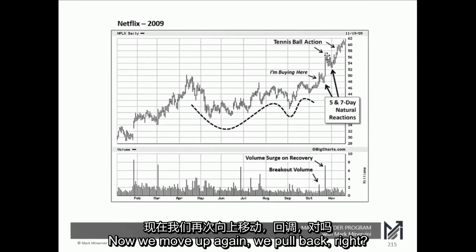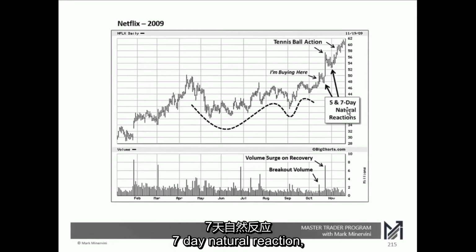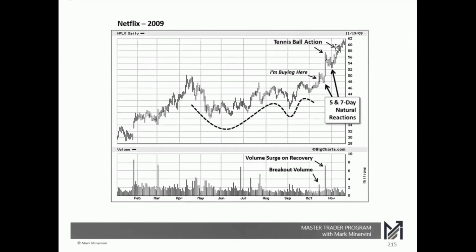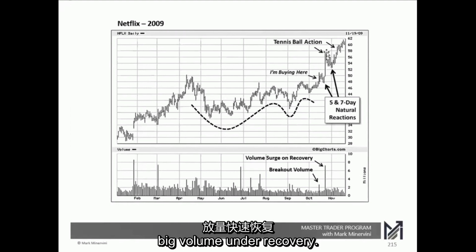Now we move up again. We pull back, right, as we inevitably will after a good move. A 7-day natural reaction, and then see 1, 2, 3, maybe 4 or 5 days, you're right back into new high ground. That's tennis ball action. And here's your recovery volume. Very strong on the recovery, big volume on the recovery.